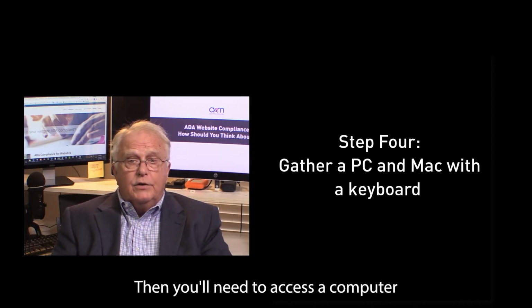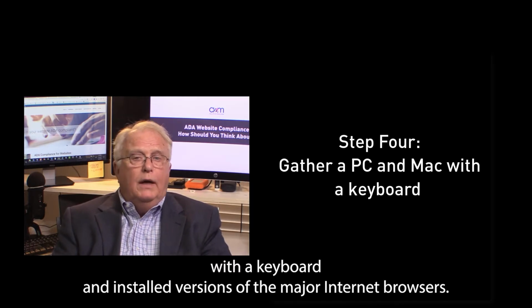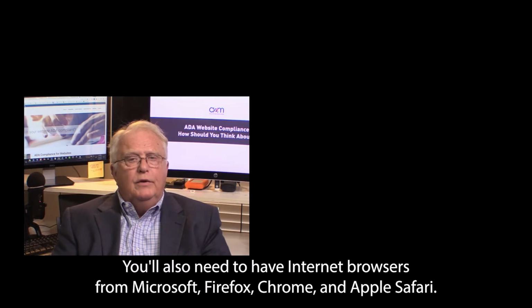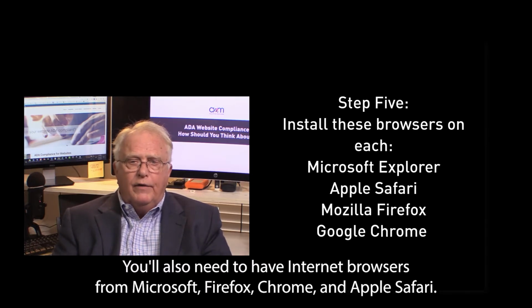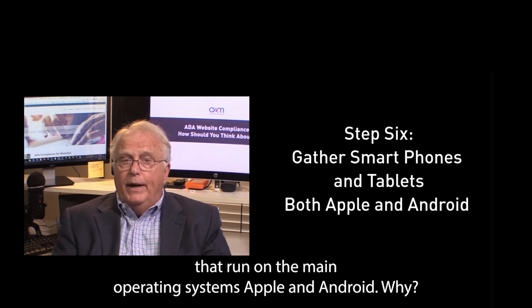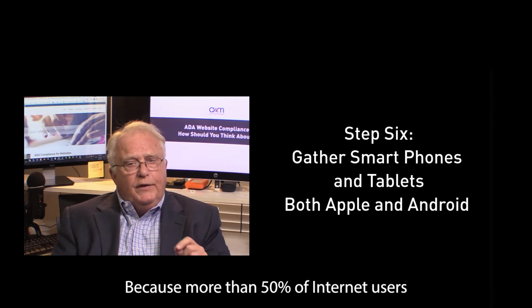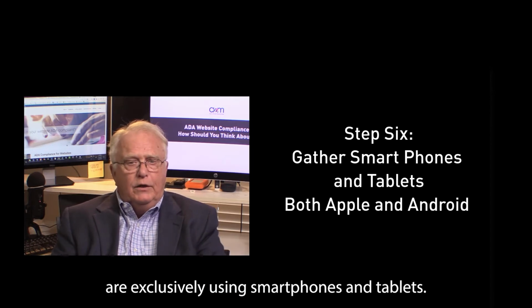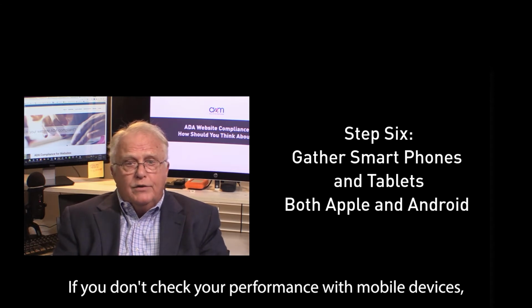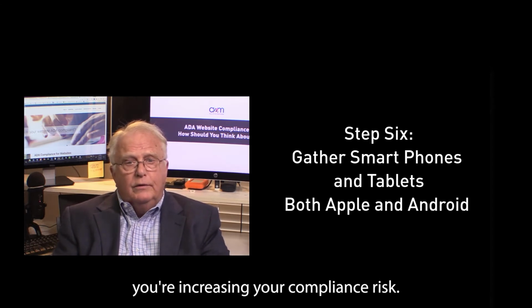Then you'll need to access a computer with a keyboard and installed versions of the major internet browsers. In practice, this means you'll need a PC and a Mac. You'll also need to have internet browsers from Microsoft, Firefox, Chrome, and Apple Safari. You'll need access to smartphones and tablets that run on the main operating systems, Apple and Android. Why? Because more than 50% of internet users are exclusively using smartphones and tablets. If you don't check your performance with mobile devices, you're increasing your compliance risk.